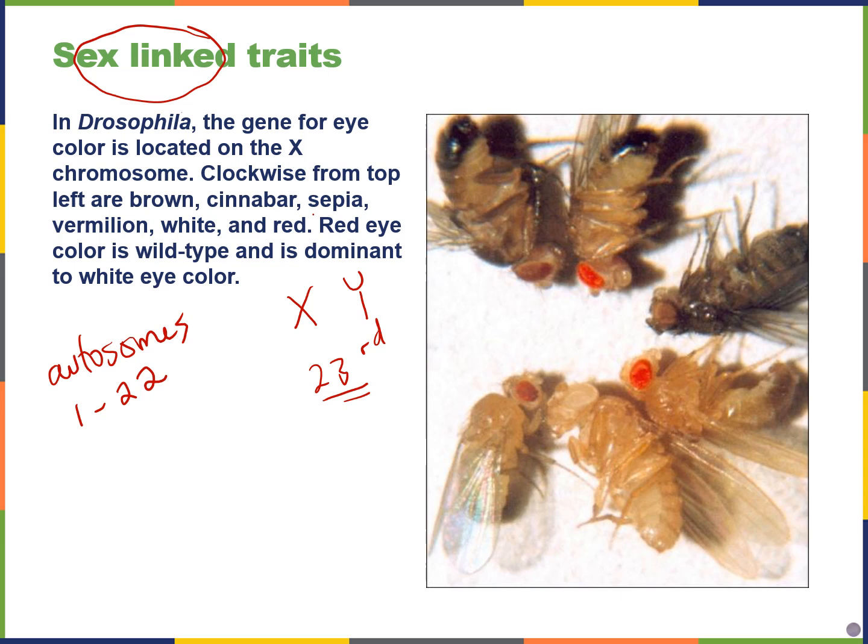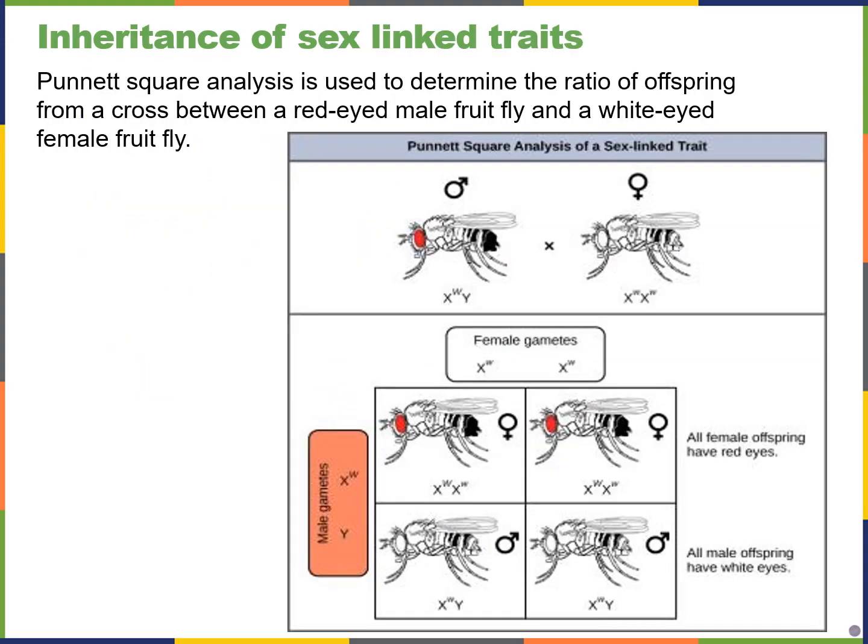Drosophila, fruit flies, are probably the most well-studied model organism for genetics. They also have sex-linked traits, including eye color, which happens to be on the X chromosome. And our book gives us some examples of these different types of eye colors. Unlike the autosomal crosses, when you're crossing individuals with sex-linked traits, it matters which parent, the mom or dad, is carrying the trait. Additionally, the ratio for the phenotypes will usually differ when you look at males versus females. So let's look at this one more closely.